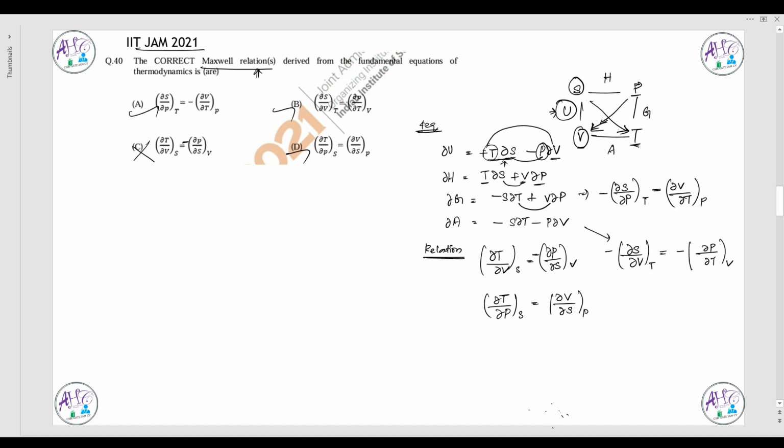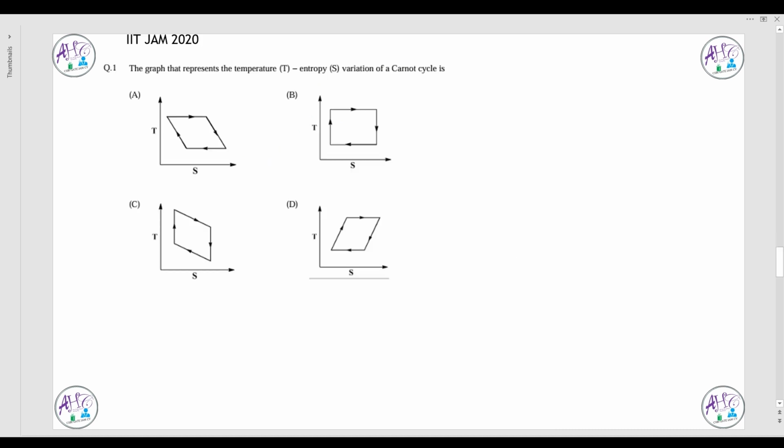Okay, next question. This is from IIT JAM 2020. Here they have asked about the graph that represents temperature and entropy variation of a Carnot cycle. So Carnot cycle based questions or graph based problems are very important. So what is your Carnot cycle? Your Carnot cycle is typically drawn between pressure and volume.